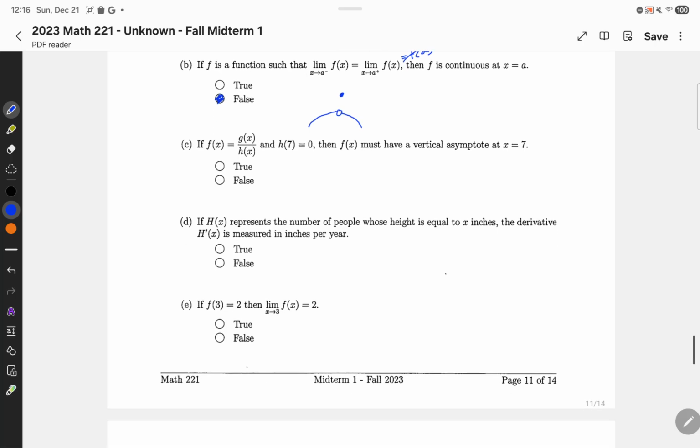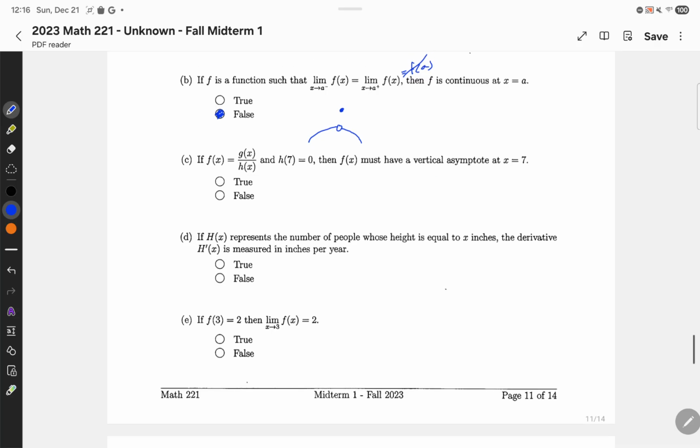Next up, for part C, if f of x equals g of x over h of x, and h of 7 is equal to 0, then f of x must have a vertical asymptote at x equals 7. So now again, this one can be true sometimes, but let's imagine that g of x is also 0 at 7. So say h of x is something like x minus 7. Well, at 7, this is 0, but say on the top we also have x minus 7. Well, these two are going to cancel and give us 1. So we're going to have a hole, but not a vertical asymptote. So this is going to be false.